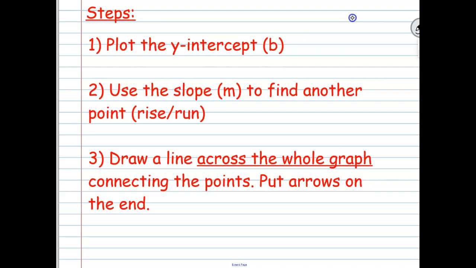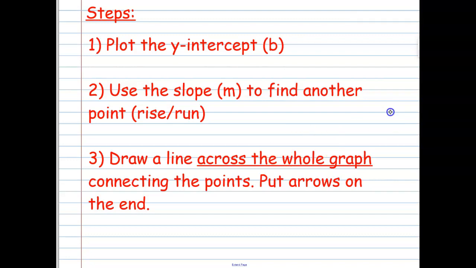Go ahead and pause and copy that down. So again, we're just going to look at our equation that's in y = mx + b format. We're going to plot the y-intercept. We're going to use the slope, rise over run, to give us another point. And then using a straight edge, even just a folded up piece of paper or the edge of your folder is totally fine, you can draw a line across the whole entire graph, connect all the points, and put arrows at the end.